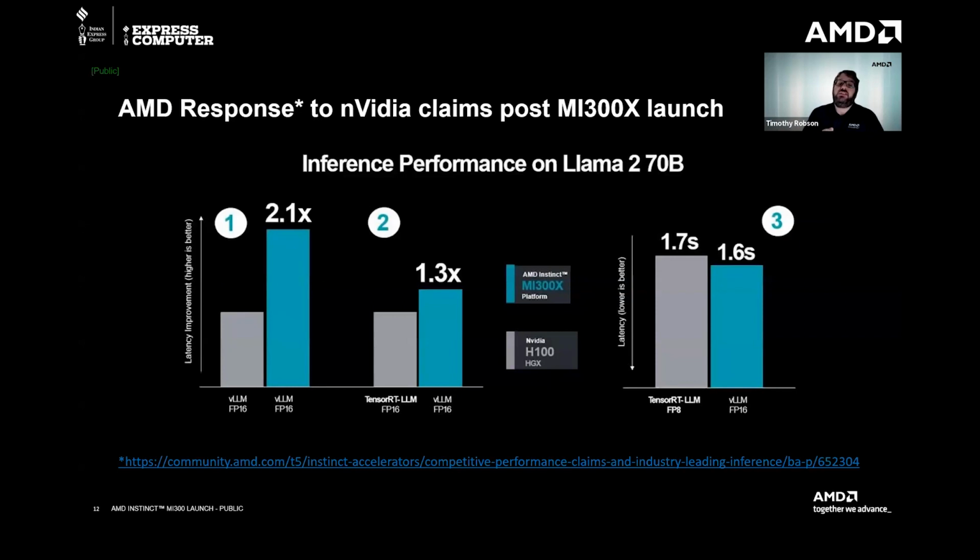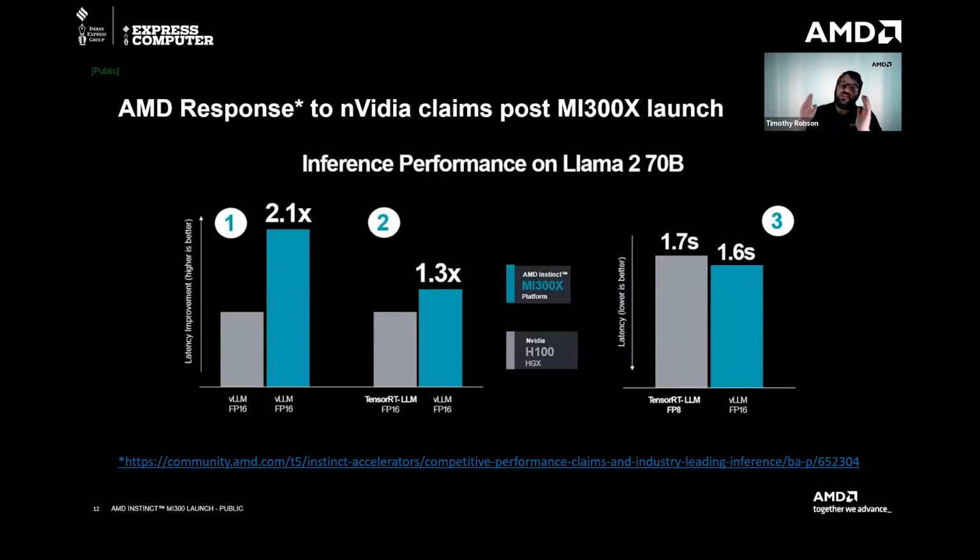You have the details here on the screen of where that response is. Basically, we took what they were saying and said, well, that's not really an apples to apples comparison. Let's do the apples to apples comparison. And so when we took FP16 against FP16, we showed a 2.1x performance increase over NVIDIA with vLLM.